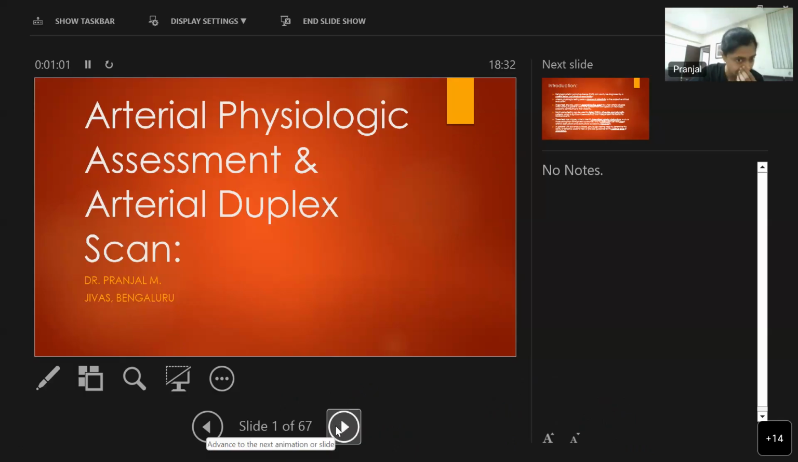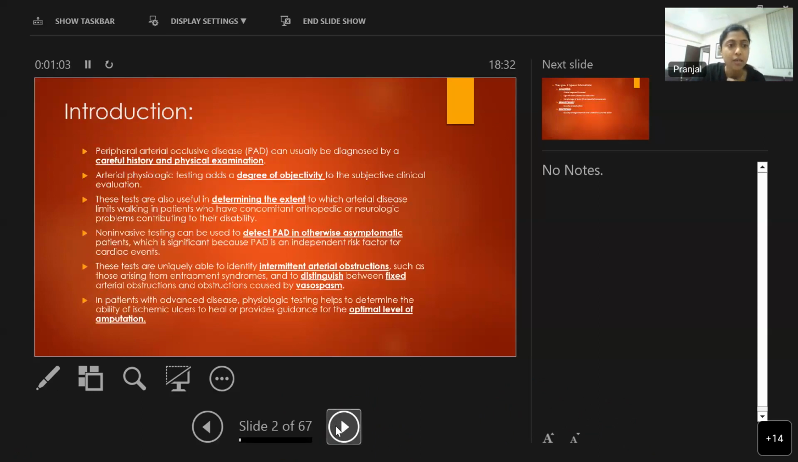Arterial physiological assessment and arterial duplex scan. A little bit of introduction: peripheral arterial disease can usually be diagnosed by careful history and physical examination. The arterial physiological testing adds a degree of objectivity to the subjective clinical evaluation.